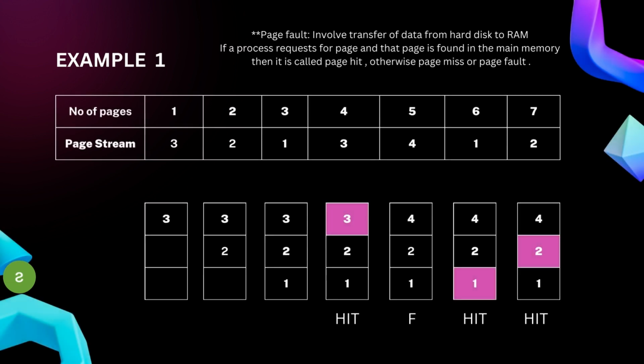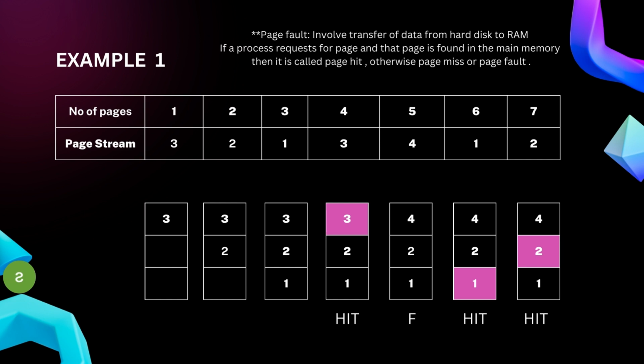Let's see example 1. We have 7 pages, which contain the page stream 3, 2, 1, 3, 4, 1, 2. Remember, page fault involves transfer of data from hard disk to RAM. If a process requests a page and that page is found in the main memory, then it is called a page hit, otherwise a page fault. Assume the RAM consists of 3 slots only. Initially, the frames are empty.